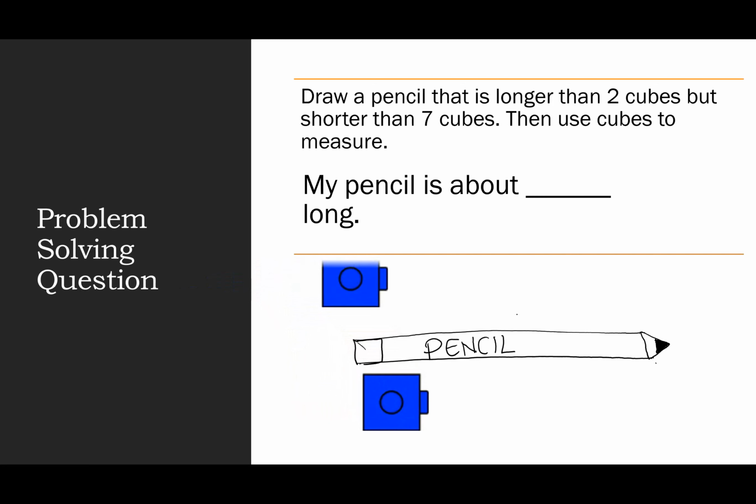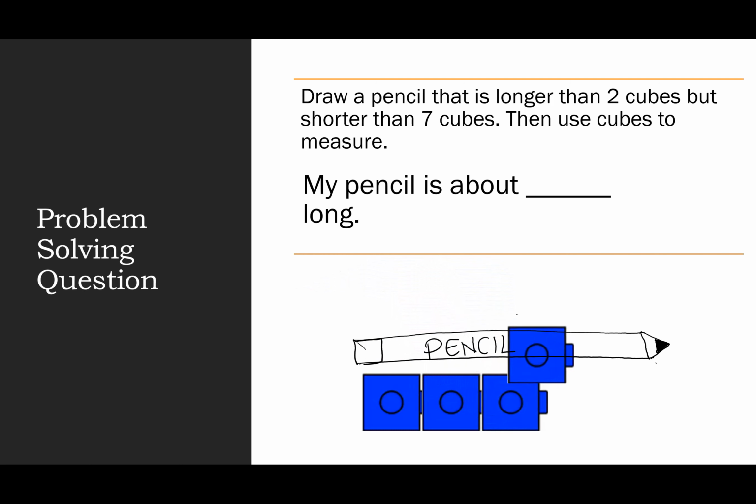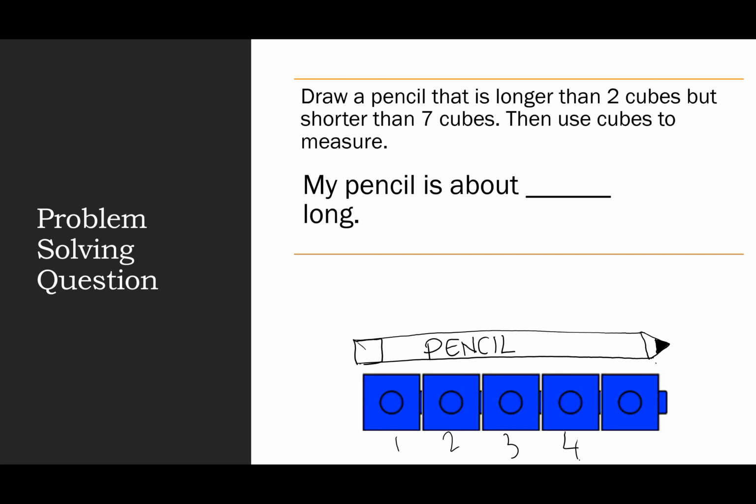1, 2, 3, 4, 5. Yes, my pencil is correct. My measurement is correct. It's more than 2 but less than 7. So my pencil is about how many cubes long? 1, 2, 3, 4, 5. 5 cubes long. You got it? How to solve problem-solving questions?